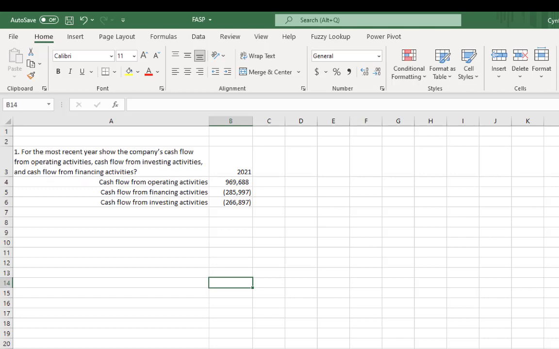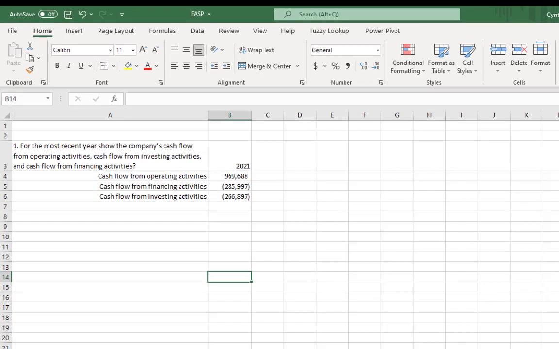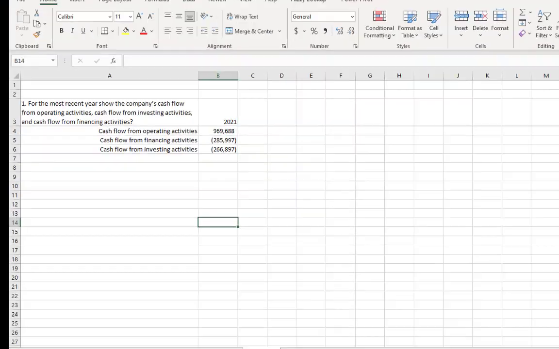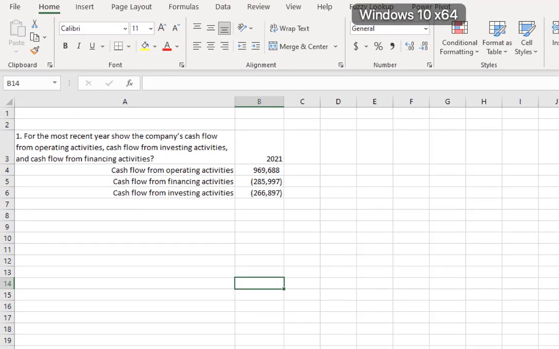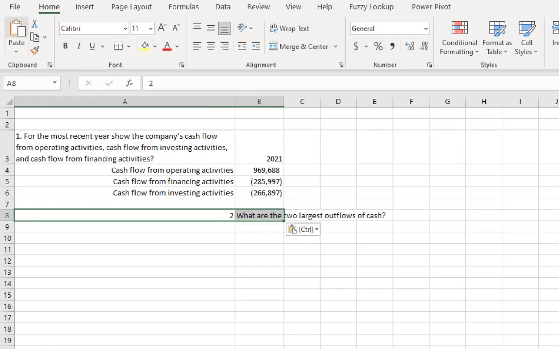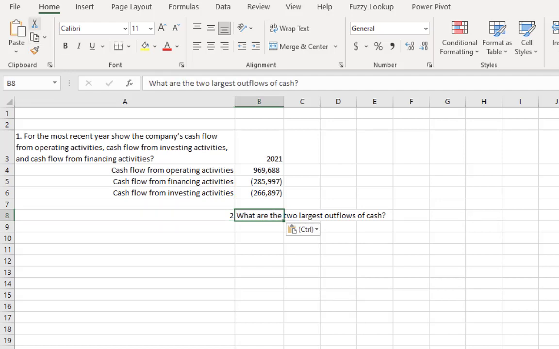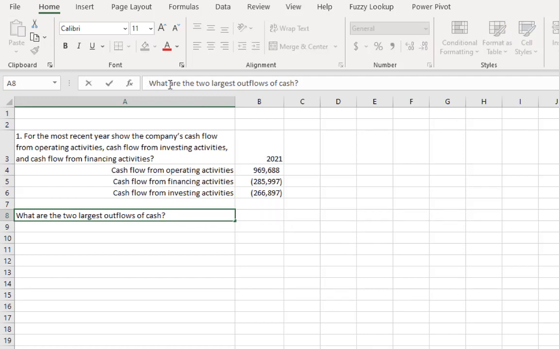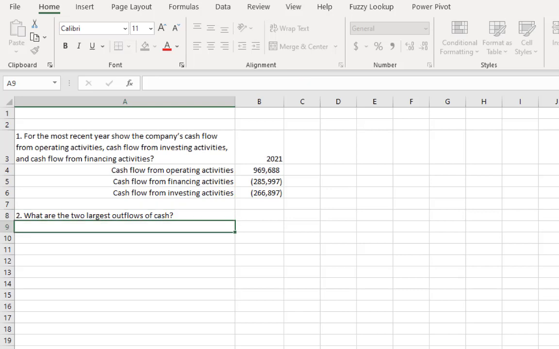Okay, let's go see our next question. So our next question asks, what are the 2 largest outflows of cash? So I'm going to copy that question over and put it right under this question. Paste. I don't know why I keep coming up with this 2, but I'm just going to cut that and paste it over here where I really want it. And then I'll just go up here and put a 2. So what are my 2 largest outflows?